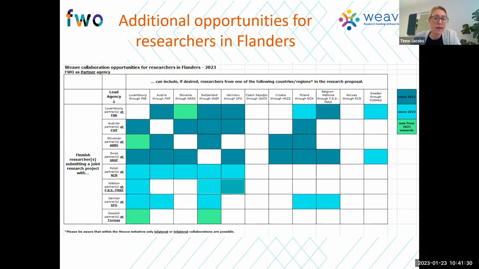Here is an overview of additional opportunities for our Flemish researchers. For example, a Flemish-Croatian collaboration is also possible within WEAV, even though FWO and HRZZ, we don't have our bilateral agreement yet. But if the consortium decides to submit the proposal to Slovenia, to F.R.S, a trilateral collaboration is possible. Or you can choose to submit, for example, to SNSF, Switzerland. Then you can also collaborate with your Croatian partners.